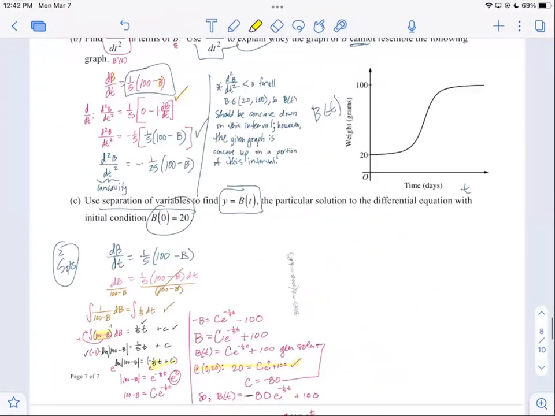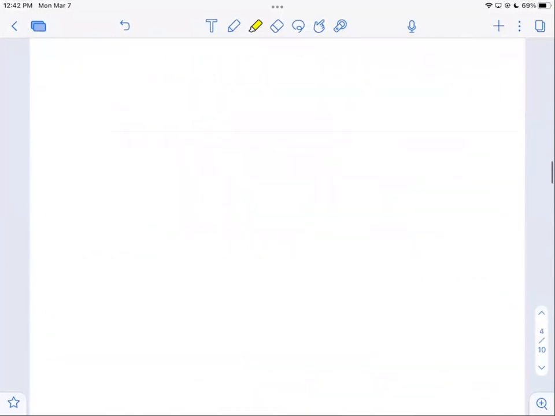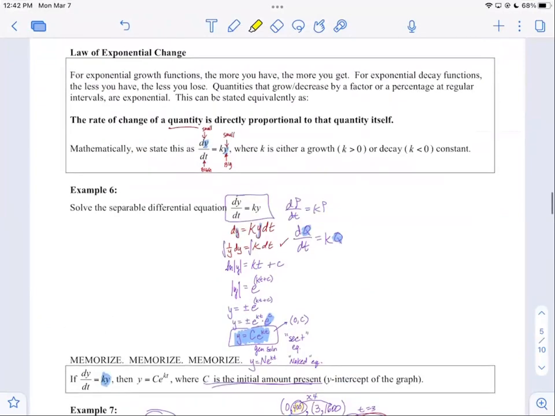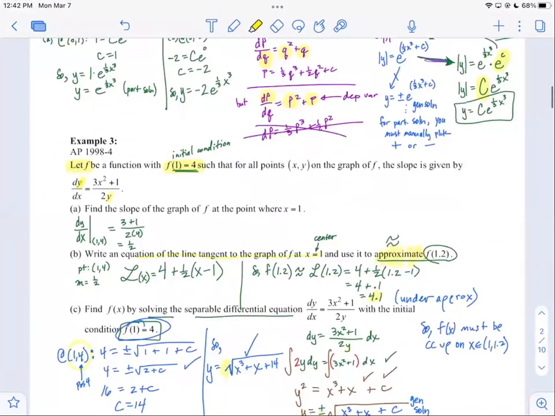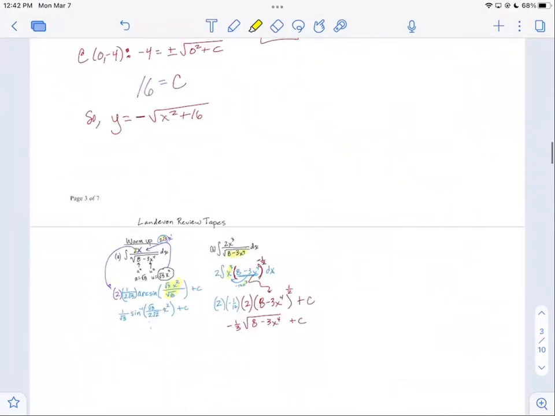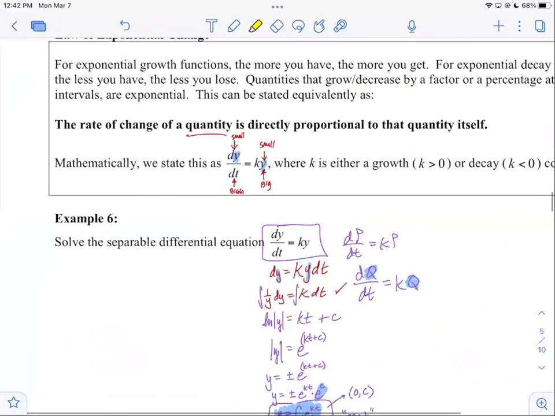All right. We're done with 5.1. Very, very important in here is the separation portion and also the special differential equation right here, dy/dt equals k times y, go straight to y equals Ce^(kt). Okay. Tomorrow we're going to do 5.2.